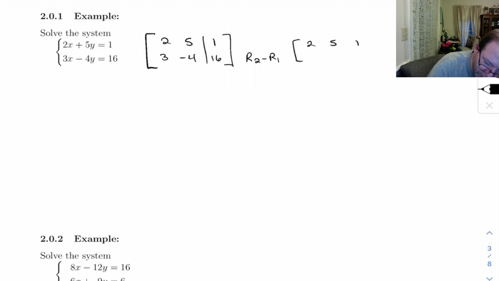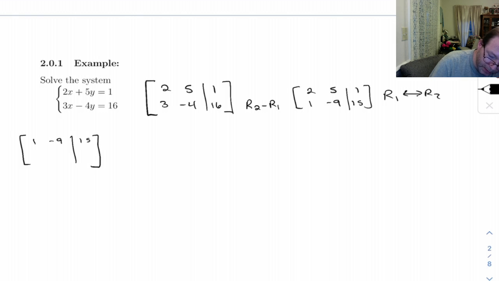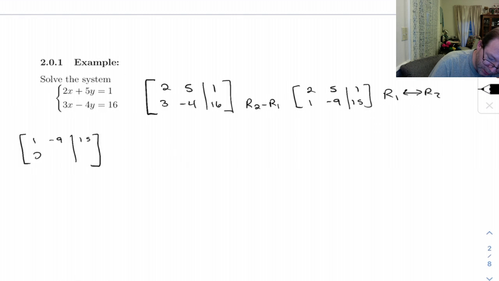So we get 2, 5, 1, and then 3 minus 2 is 1. Negative 4 minus 5 is negative 9. And 16 minus 1 is 15. Now let's swap the two rows. So I'm going to do row 1 swap with row 2. So we get 1, negative 9, 15. And then 2, 5, 1. And now I can do row 2 minus twice row 1.